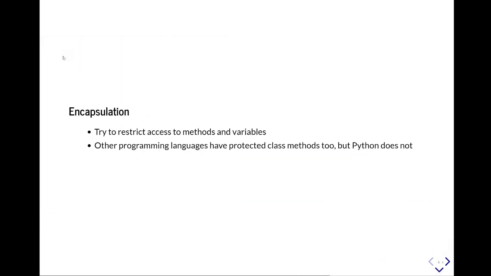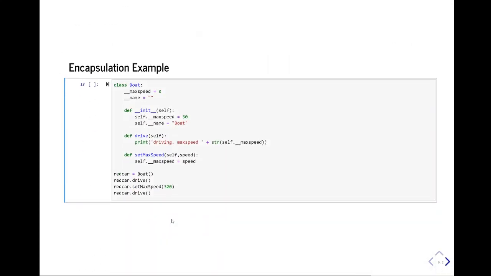So with encapsulation, what we're trying to do is restrict our access to methods and variables. Now Python doesn't have a true private method or restricted class or protected classes, so you do it through underscores. There are two ways you can do that: the double underscore and the single underscore. I could create two, so I can have the double underscore max speed, double underscore name, and single underscore name. This means private, and the two underscores basically mean don't touch.